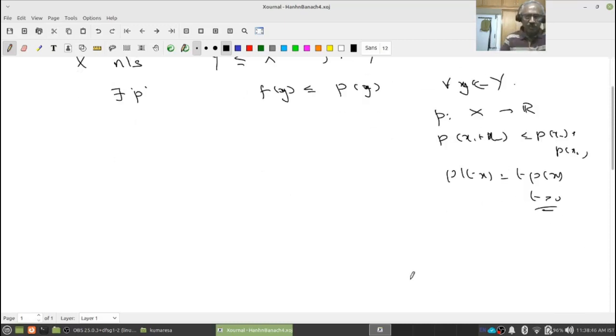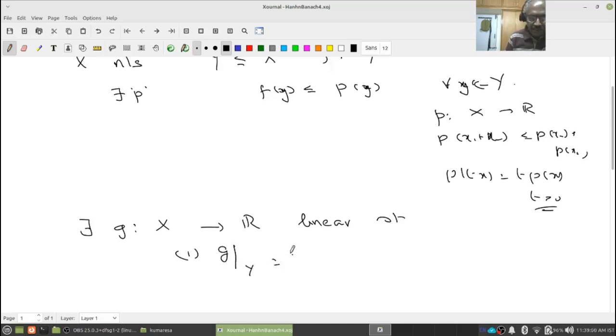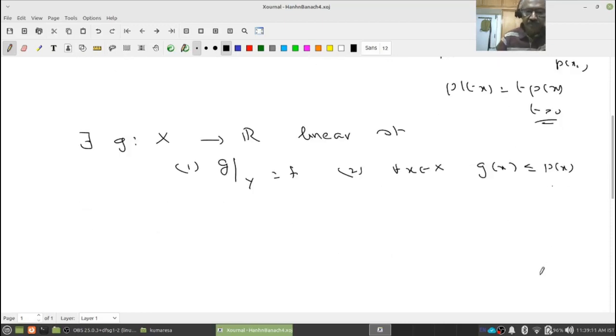So what we proved is that there exists a G from X to R, linear, so that one, when I restrict G to Y, it is F, and two, for all x in X, G of x is less than or equal to P of x. So this is what we proved.